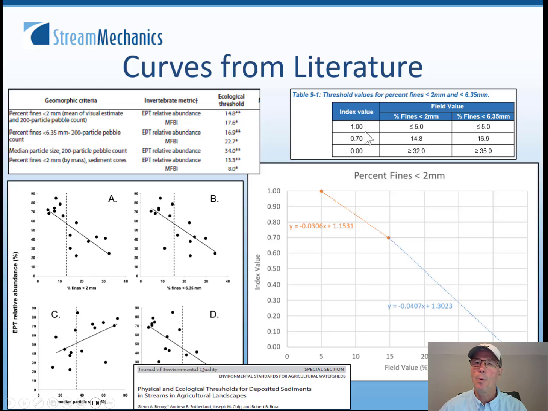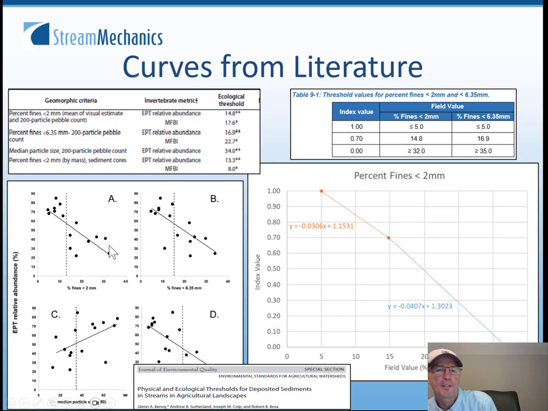So the 1.0 was set at anything less than or equal to 5%. That's the end of the data here. So here's your 5%. The 0.7 was set at the ecological threshold of 14.8. And then the 0 was set at 32, which was the end of the data here.